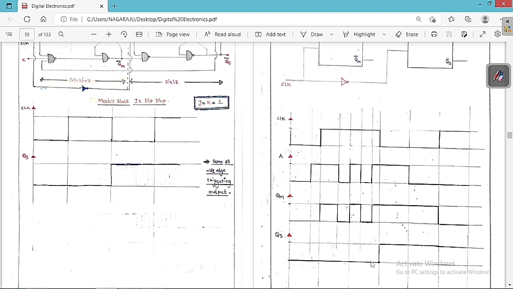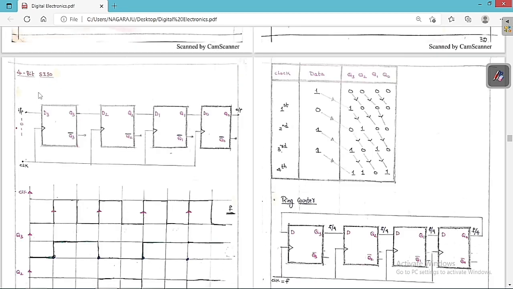And the variation of the output is very slow. Very slow means we are controlling the speed of this variation. So this is what we need to understand from this concept. Next, we are going to study the 4-bit SISO.